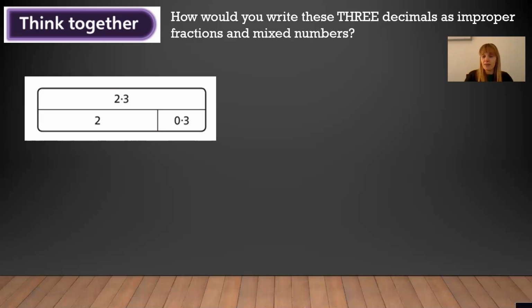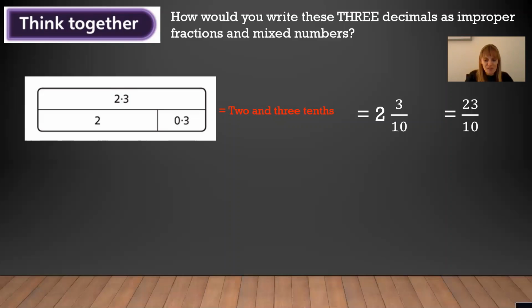Well, there's 3 in the tenths column, so it's going to be 2 wholes and 3 tenths, which looks like that, 2 and 3 tenths, just as we've seen it before. So that is 2 and 3 tenths, but just written as a decimal. Now, how can we change that into an improper fraction? We did loads of this before Christmas. Who can remember what to do? We have to multiply our whole number by our denominator and then add our numerator, which gives us 23 tenths.